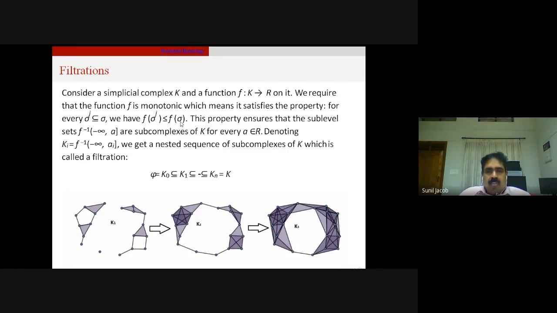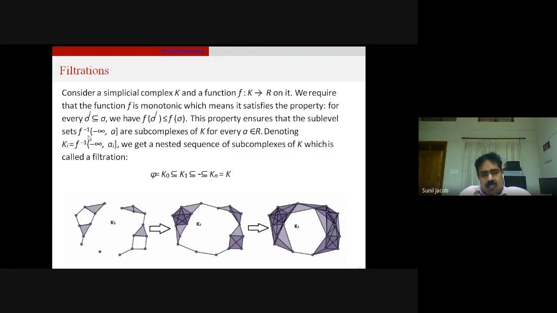And this property ensures that the sublevel sets that we defined, the inverse image of minus infinity to a under this one is going to be, I think I am audible. My connection has no problem till now. Okay.